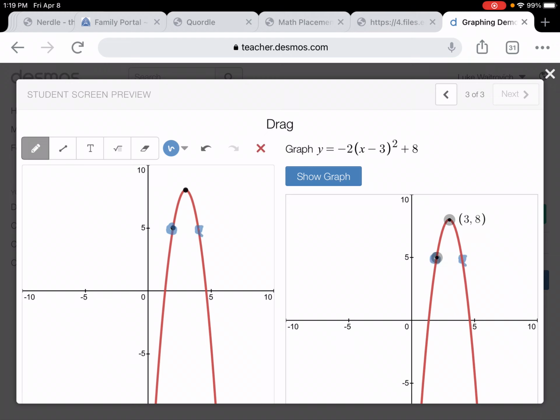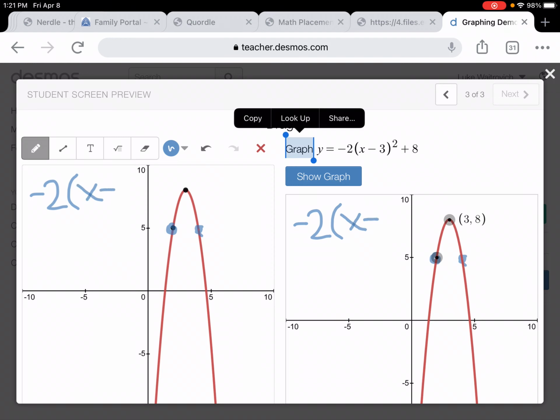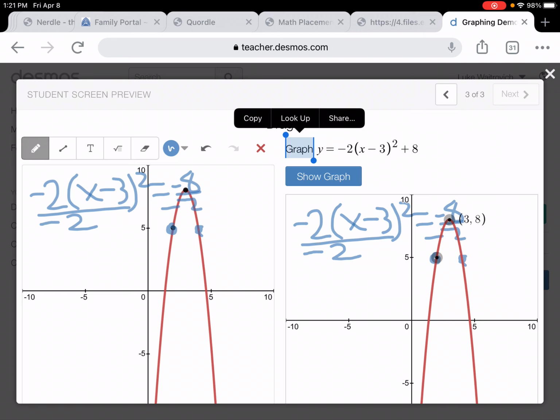But now let's talk about how we can find those x-intercepts. Well, I take my negative 2 times the quantity x minus 3 squared plus 8, and I set that equal to 0. So negative 2 times x minus 3 squared, and since the plus 8 is there, I'm going to set it equal to negative 8. Divide both sides by negative 2, and that gives me the quantity x minus 3 squared is equal to 4.